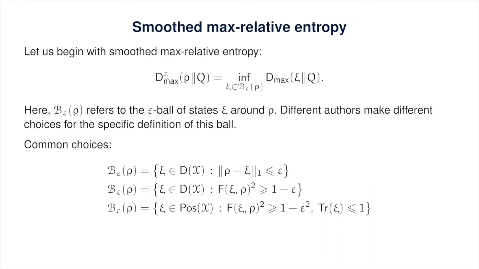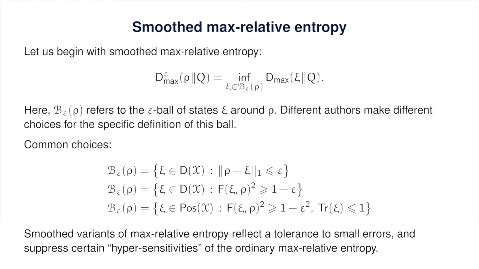Now, obviously, the specific choice that one makes in defining the set b sub epsilon of rho will have an impact on the properties of the smooth max relative entropy and on bounds and relationships it has to other quantities, but in a qualitative sense, it really doesn't make too much of a difference so long as the associated notions of closeness are comparable. The basic idea is that the smooth max relative entropy reflects a tolerance for small errors, which we often have or would like to express when analyzing operationally defined notions. Without smoothing, the max relative entropy can sometimes, in certain settings, have unwanted hypersensitivities that smoothing eliminates.